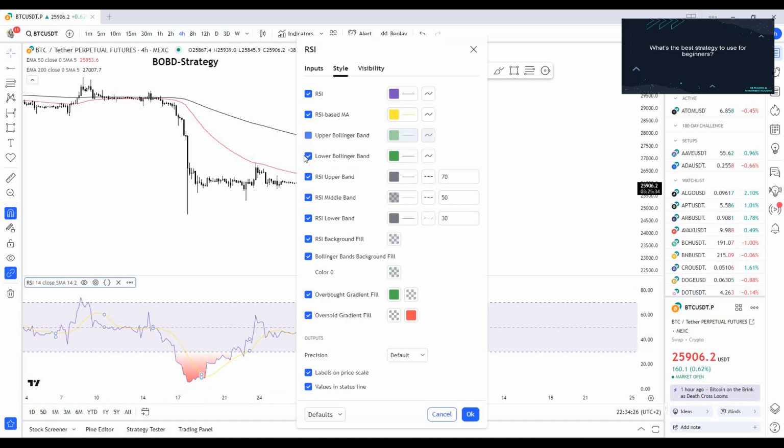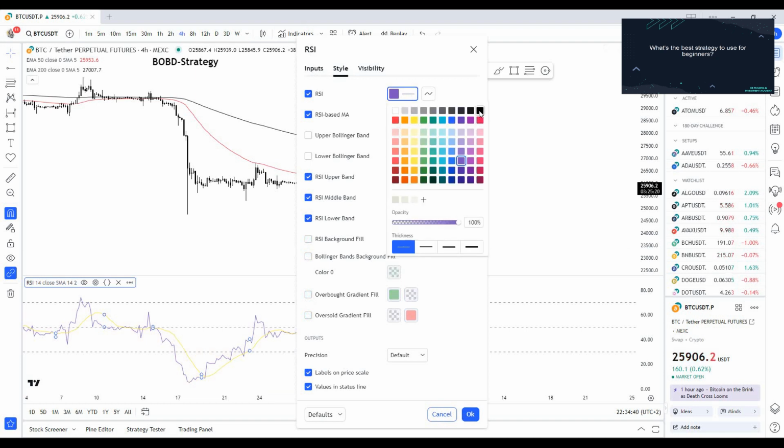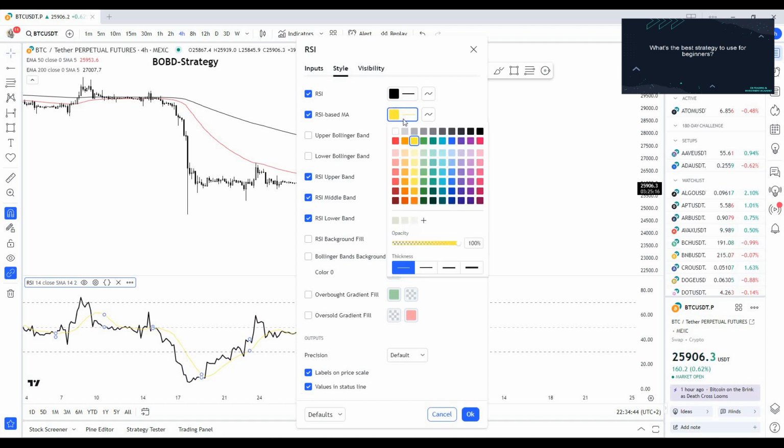I will alter that a little bit. RSI black, a little bit thicker.